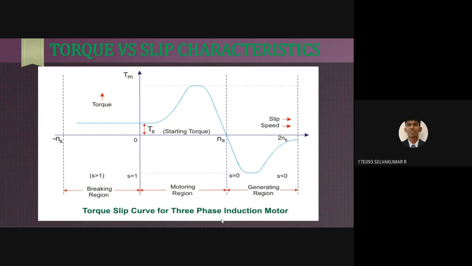And the third region is a braking mode. In the braking mode, two leads are interchanged, so the polarity of the supply voltage is changed, so that the motor starts to rotate in the reverse direction, and as a result the motor stops. This method is known as plugging. This method is used when it is required to stop the motor within a very short time period.